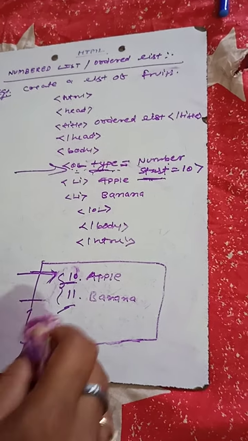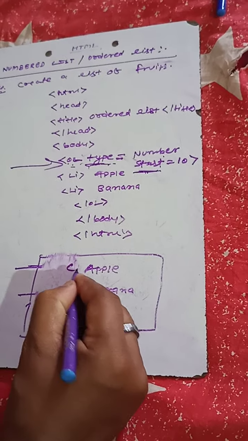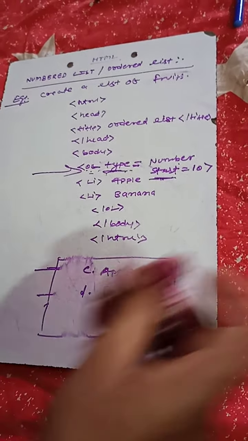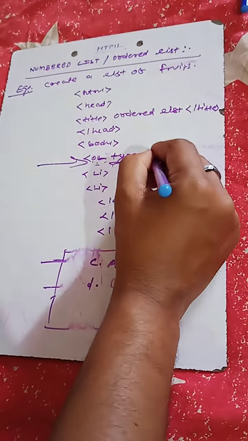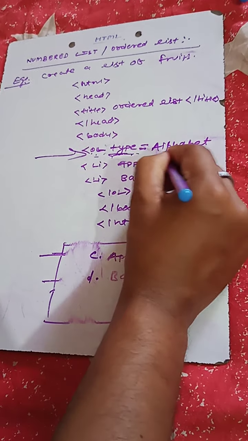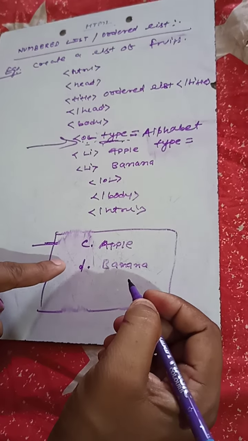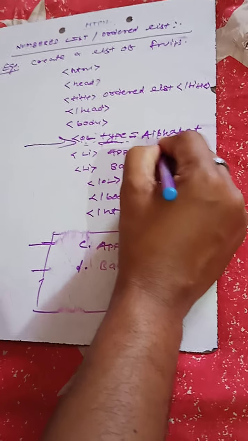If our output would be like this, C and D, then I will take OL type equals to alphabet, OL type equals to alphabet, and I will mention start equals to, not type, because I have already written type, start equals to C.